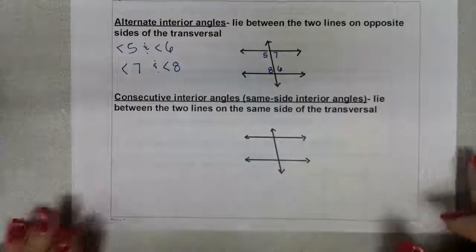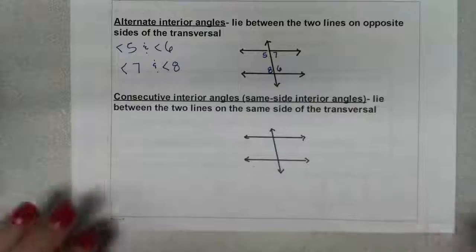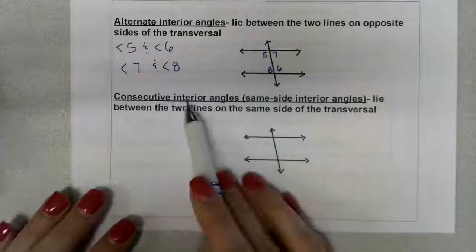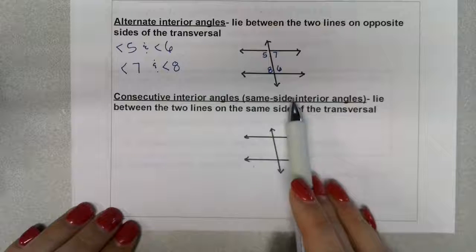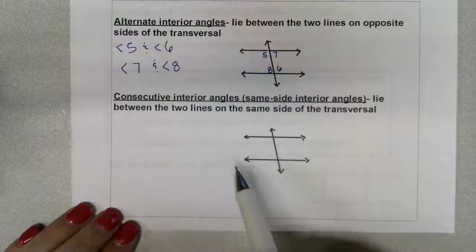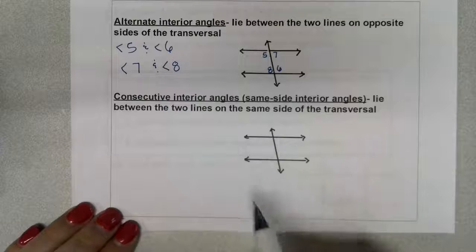All right, so continuing on, we're going to talk about consecutive interior angles. They are also sometimes called same side interior angles. Okay, and so they lie between the two lines on the same side of the transversal.